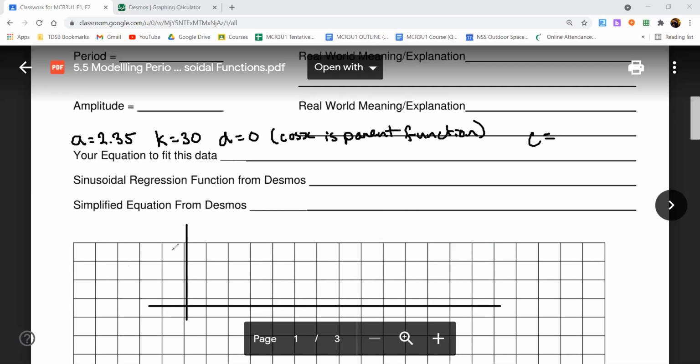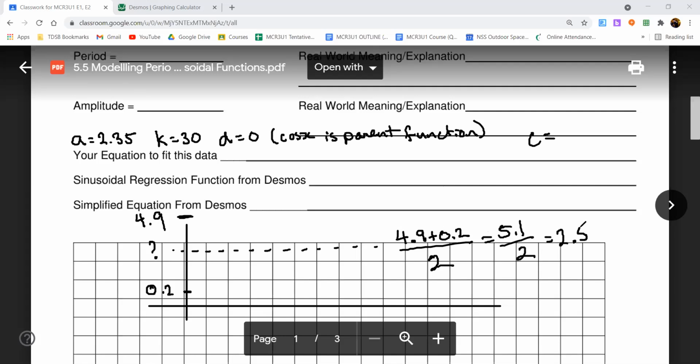Remember, please, my highest point is 4.9. My lowest point is 0.2. What is the number perfectly between 4.9 and 0.2? Perfectly between is sort of like saying, what is the average between 4.9 and 0.2? It looks oddly familiar to our calculation of amplitude. This is why I don't like memorizing it. So many students have made silly mistakes with it. My c value is 2.55.